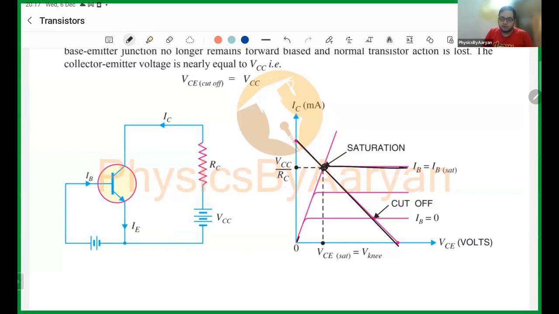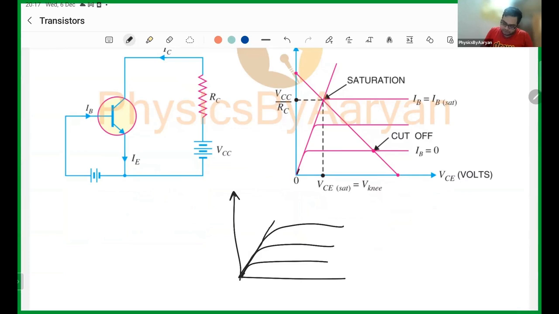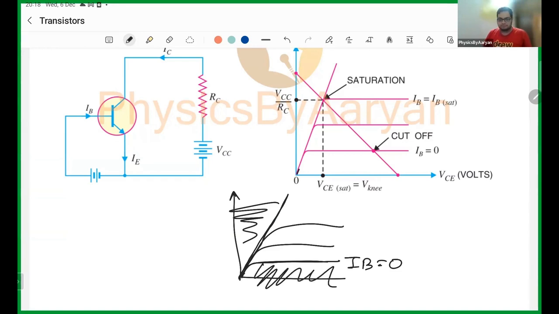Or one more thing, which is the easiest, and almost every book has given it like this. This is your first graph, this is your second graph, this is your third graph. You can clearly see there is a line being formed, and everything below that line is saturation. And what is your minimum graph? That is IB equals 0. Anything below that is cutoff.